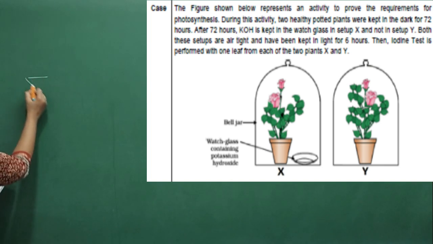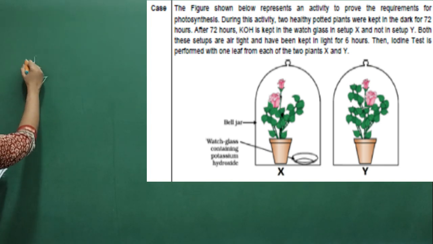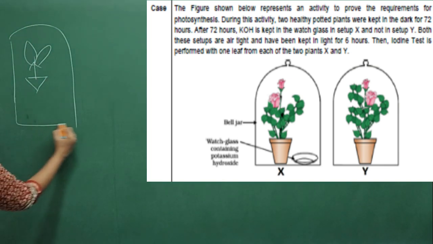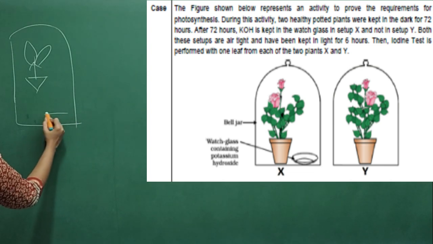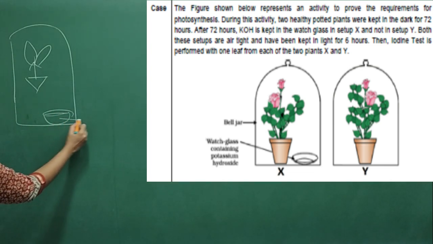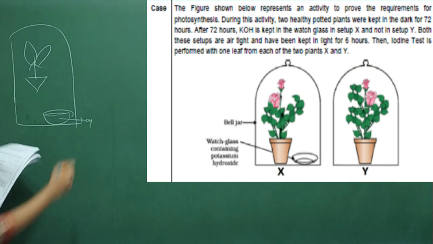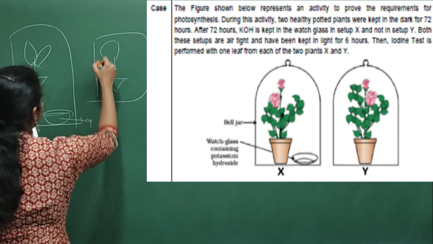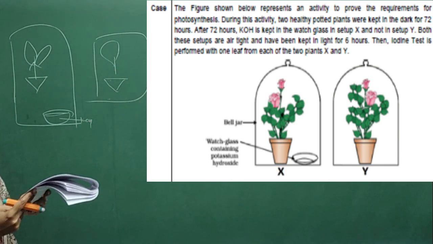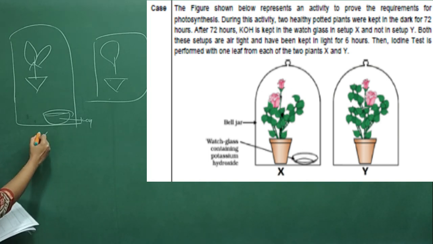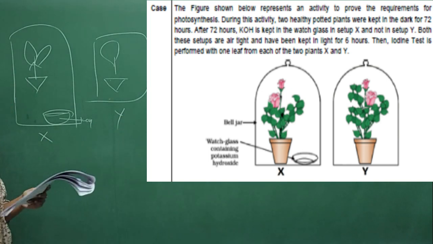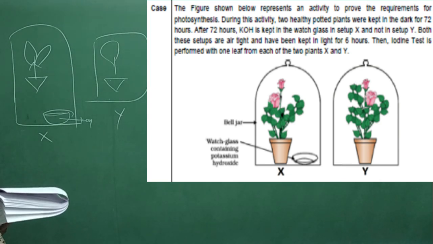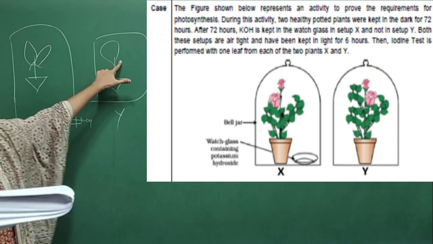The plant was kept in a closed glass jar, where in one of the glass jars we have KOH, and in another glass jar we have no KOH. It was just kept in a glass jar. Let me call this one X and this one Y. Then the iodine test was performed with one of the leaves.